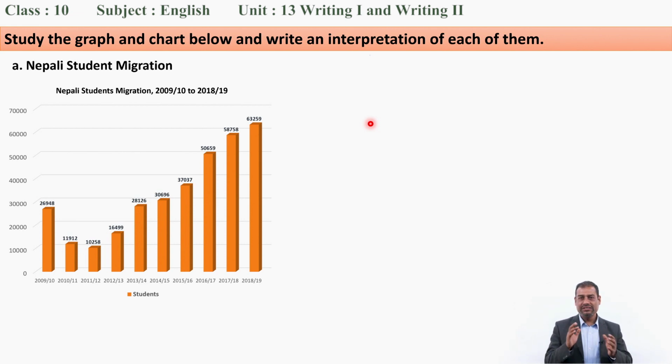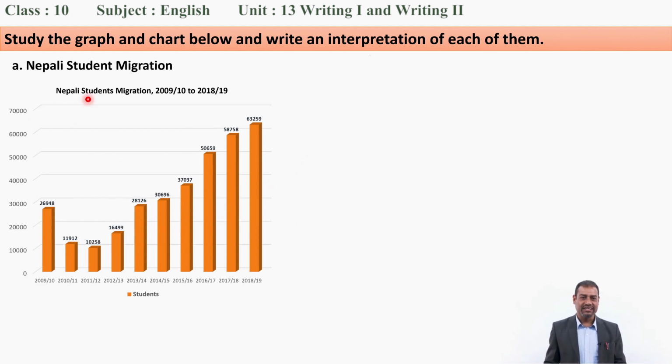Do you know how to interpret, how to describe this type of graphic text? Have you ever practiced? I hope you practiced it in your junior classes, like in grade 9, grade 8, so it's not new to you. Anyway, we are going to learn to interpret it today, okay? So is it interesting to you? Good.